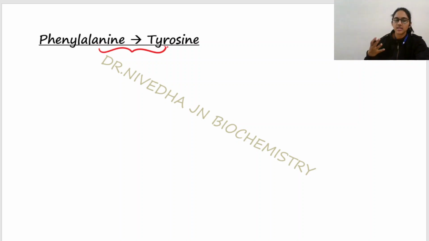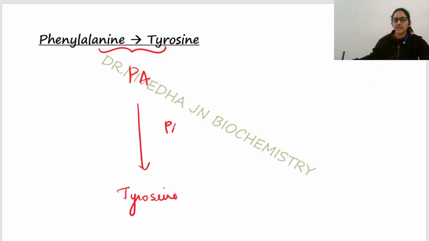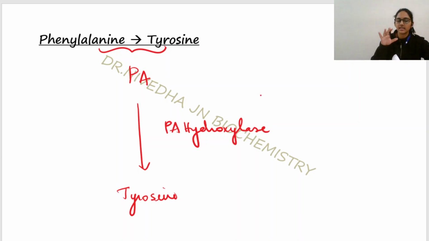So what is the first reaction that phenylalanine undergoes? Phenylalanine gets converted to tyrosine. How does phenylalanine get converted to tyrosine? What is the enzyme necessary for this conversion? The enzyme is phenylalanine hydroxylase. Yes, the function of this enzyme is to convert phenylalanine to tyrosine. So the other name for tyrosine is hydroxyphenylalanine.